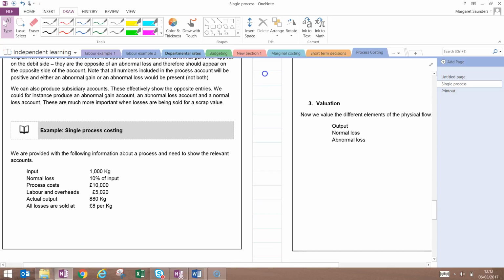So here we have an example. We input into the process 1,000 kilos. Our normal loss is 10% of the input. Our process costs, so in this example the material costs, are £10,000. Our labour and overheads, £5,020. Actual output, 880. And those losses can be sold at £8 a kilo. So this is our scrap value.